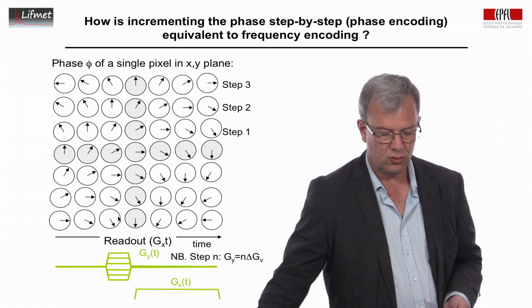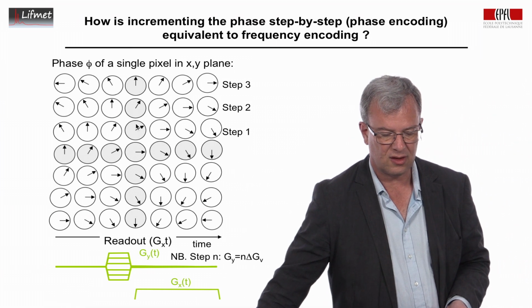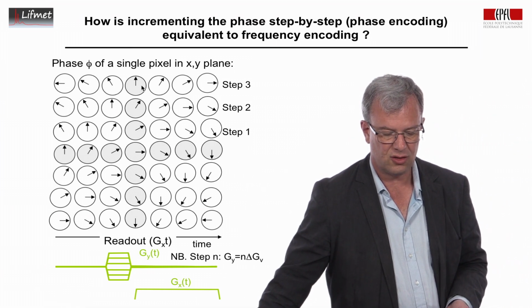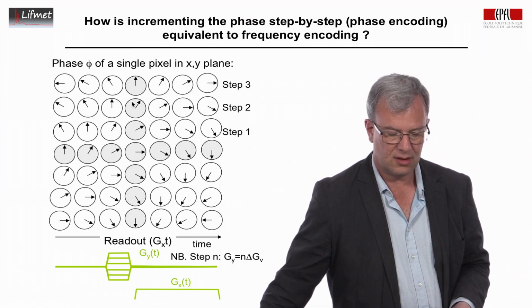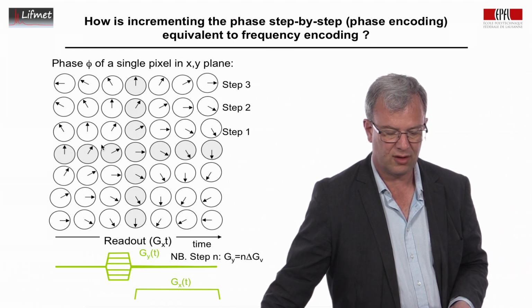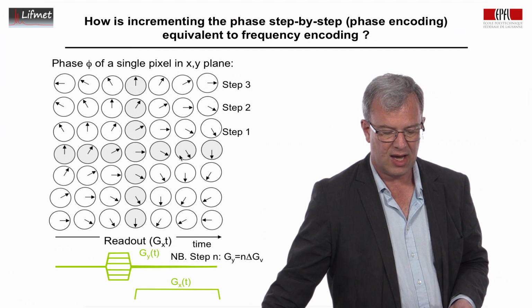Here we had no evolution along x, so we see the starting phase of the magnetization for each of the gradient applications along y. Here was no gradient application along y. Here we have the pure effect of the x gradient.